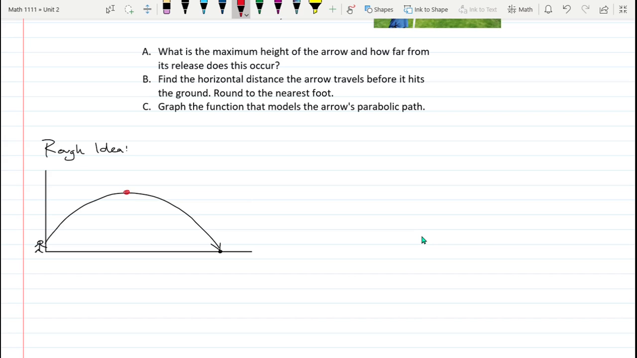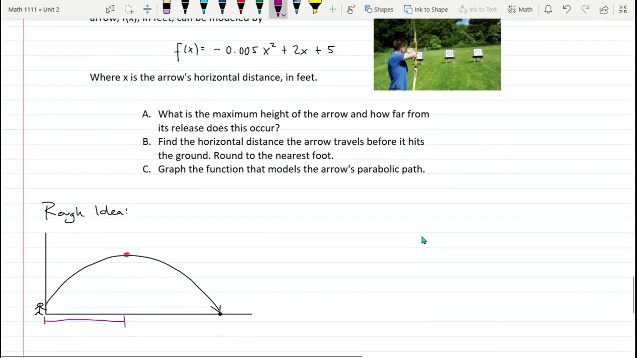So there are many different things we're looking at here. From here to here, I believe we said that x is the distance, so x is the distance, and this right here, the f of x, is the height.